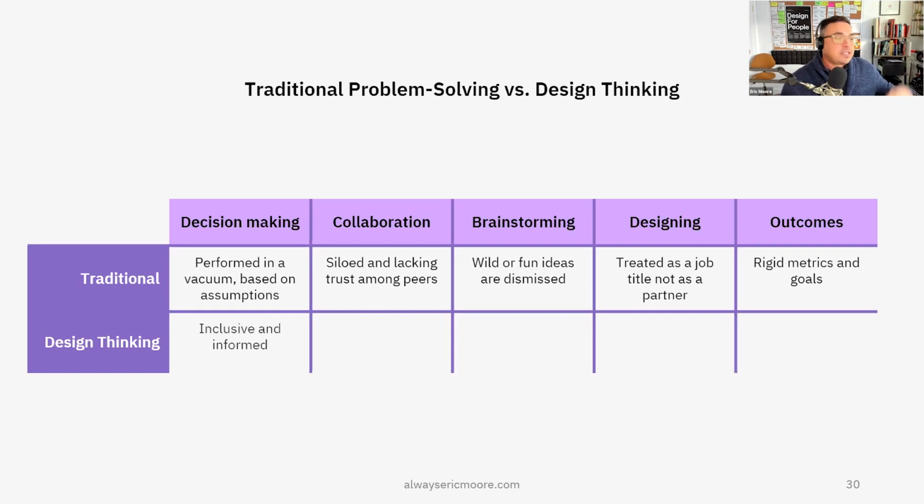So that's where design thinking comes in and says, all right, look, we know that there's problems in traditional decision making. So we need to be more inclusive and informed. Now, I want to be careful with the word inclusive because it can mean many things to many people. But of the people who can help solve the problem, that's what I mean by keeping them inclusive.